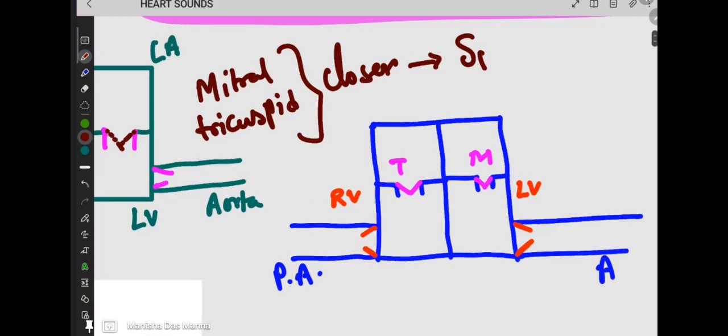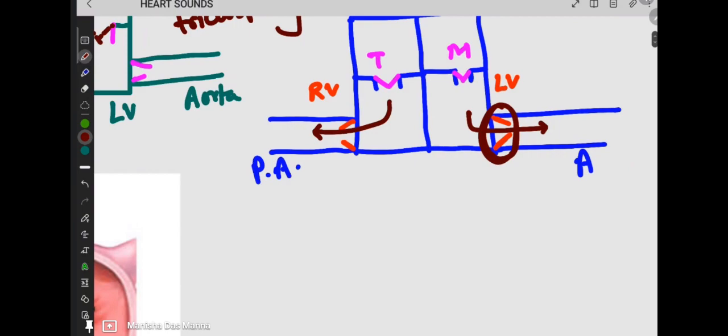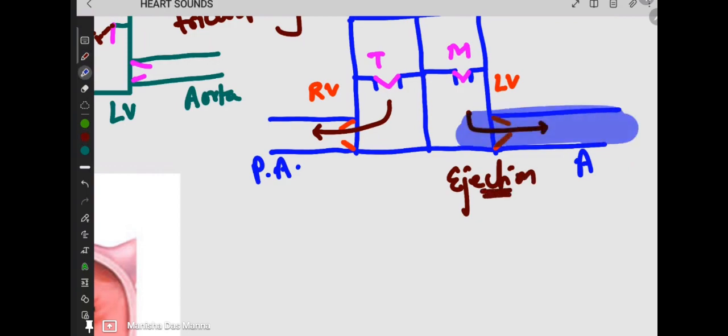The opening of the semilunar valves is important at the end of the ventricular systole. This is the semilunar valves. Schematically, the opening of the semilunar valves leads to ejection of blood into the aorta as well as into the pulmonary artery.